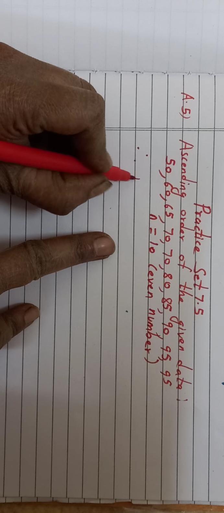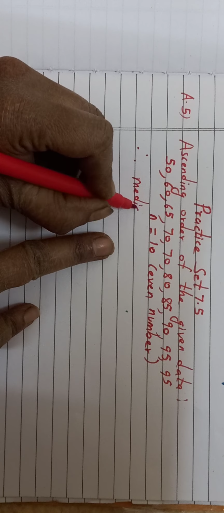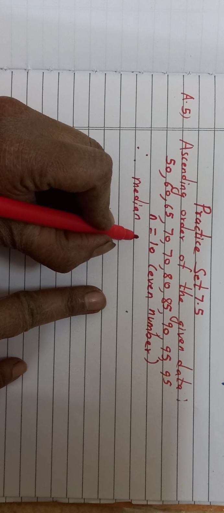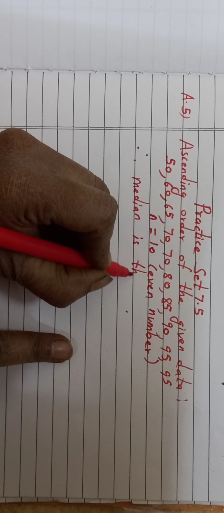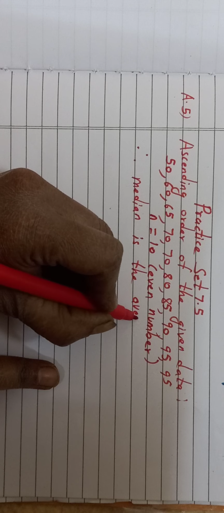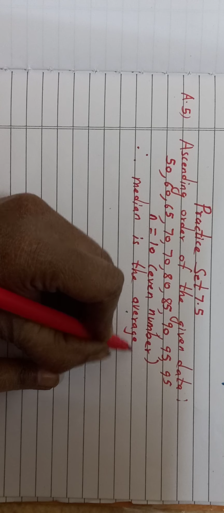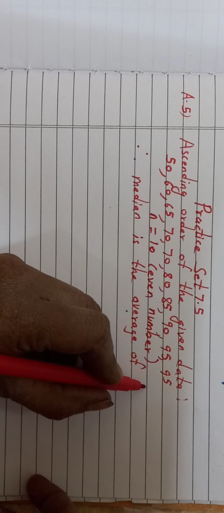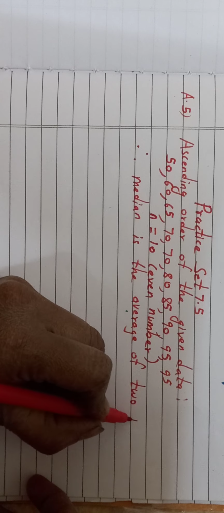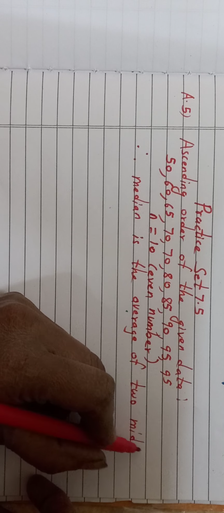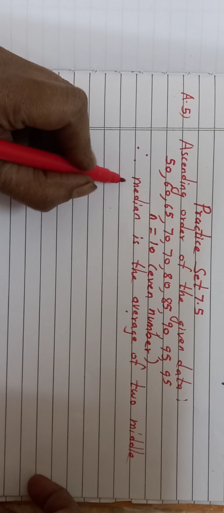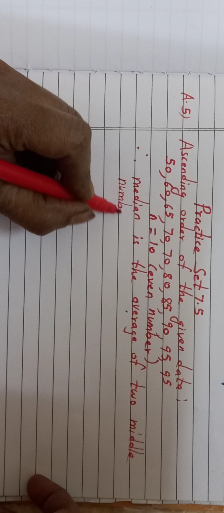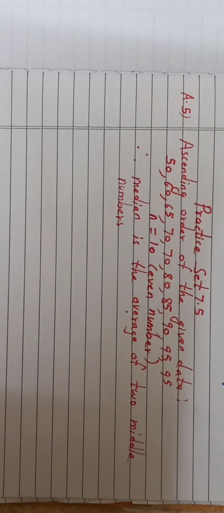Therefore, median is the average of two middle numbers. Now, which are those two middle numbers? You can see and tell me.